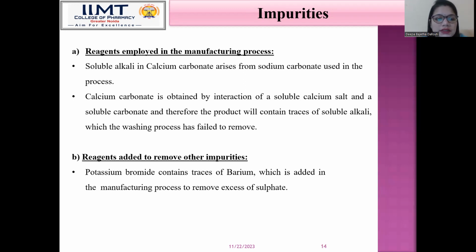Second one is reagents added to remove other impurities. Reagents are used for the manufacturing process. Reagents are used for removing impurities. So potassium bromide contains traces of barium, which is added in the manufacturing process to remove excess of sulfate.